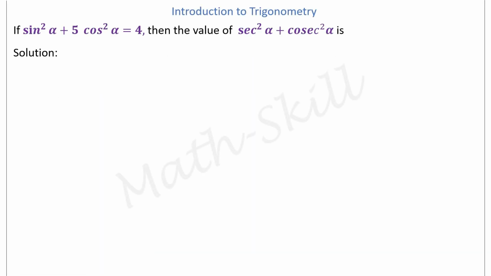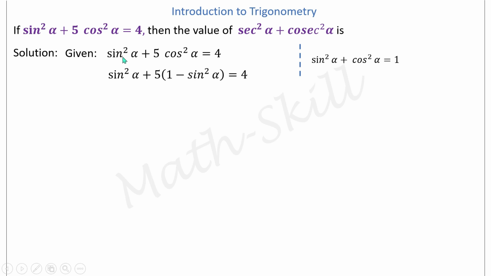Let's note down the given data, that is, it is given that sin²α + 5cos²α = 4. So I have noted down the given statement. Also we know that sin²α + cos²α = 1. So we can substitute sin² in terms of cos² or cos² in terms of sin². That is the same equation. I've retained sin²α, wherein in place of cos²α I've made a substitution, that is cos²α = 1 − sin²α.